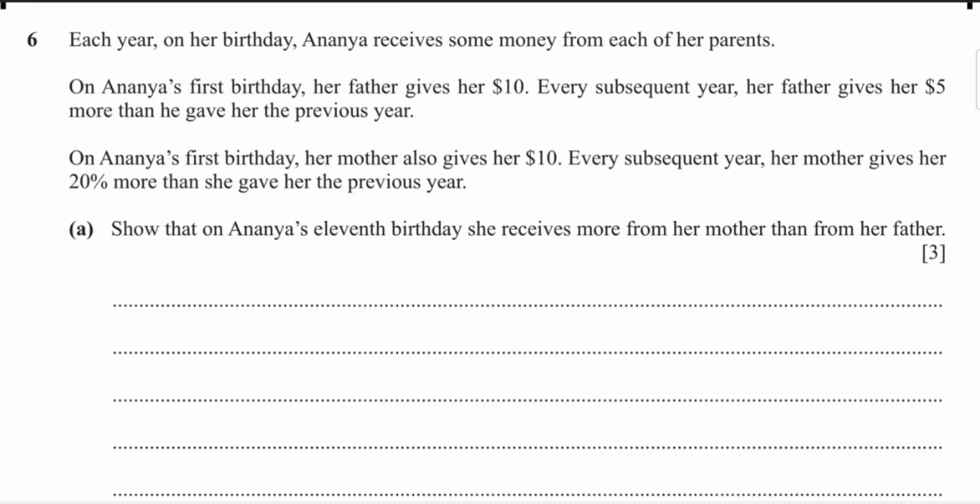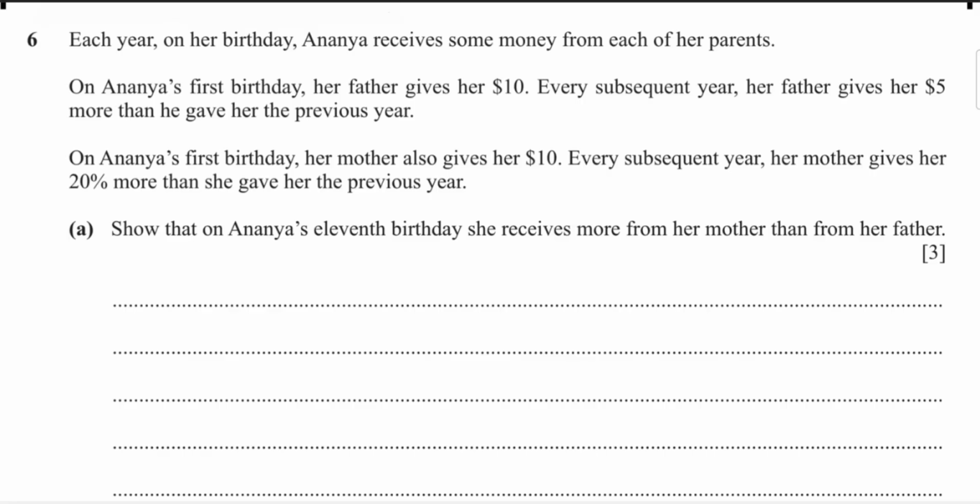And for number 6, it says each year on a birthday, Anaya receives some money from each of her parents. On her first birthday, her father gives her $10, and every subsequent year, her father gives her $5 more than he gave her the previous year.